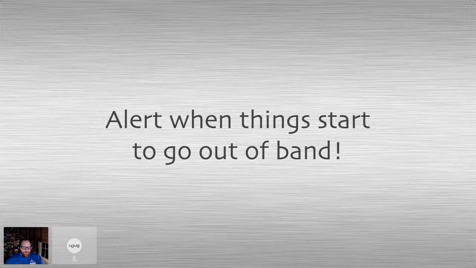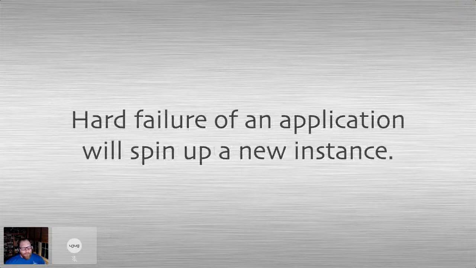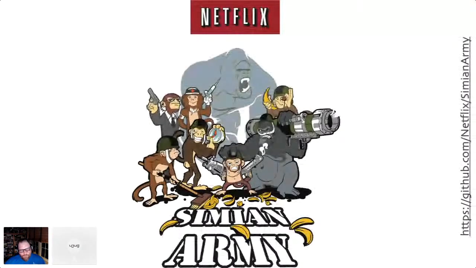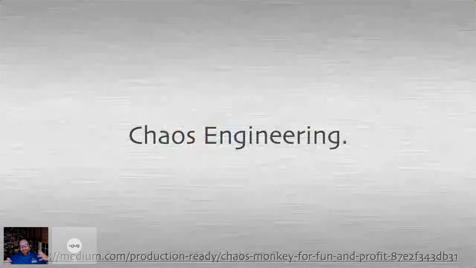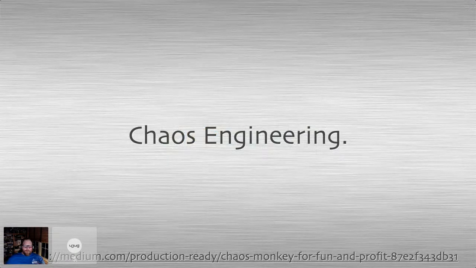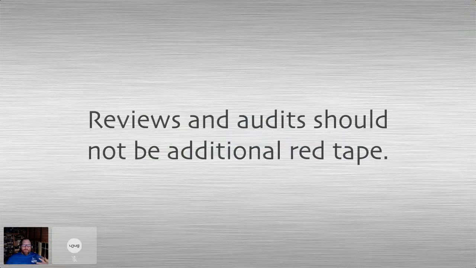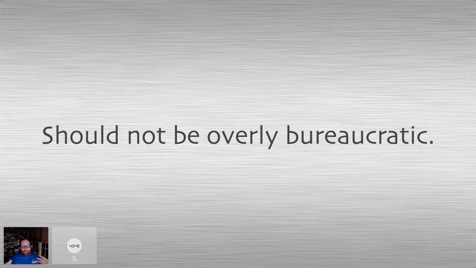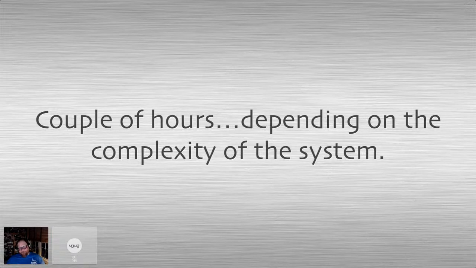Again, we want to alert when things go out of band, so that people know what's going on and can react accordingly. Again, some things are going to fall through the cracks. This is where chaos engineering becomes so powerful. By the way, that Venn diagram of fitness functions does include chaos engineering to a certain degree. I don't mean for any of this to be additional red tape, overly bureaucratic. It should not be heavyweight, high ceremony. We're talking about a couple hours at most.